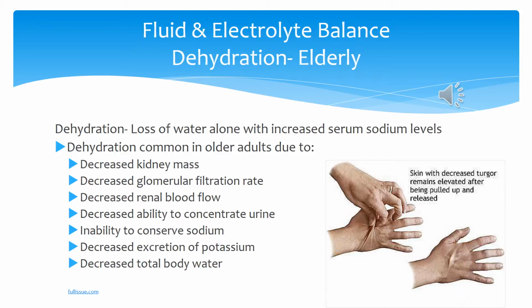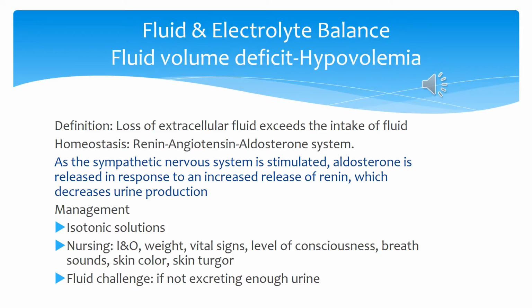Dehydration in older adults is common because of their decreased kidney mass, decreased glomerular filtration rate, decreased renal blood flow, decreased ability to concentrate urine, inability to conserve sodium, decreased excretion of potassium, and a decrease of total body water. Loss of subcutaneous supporting tissue and resultant thinning of the skin occurs with aging. The dermis is dehydrated and loses strength and elasticity. These skin changes affect placement of peripheral IV catheters in older adults.